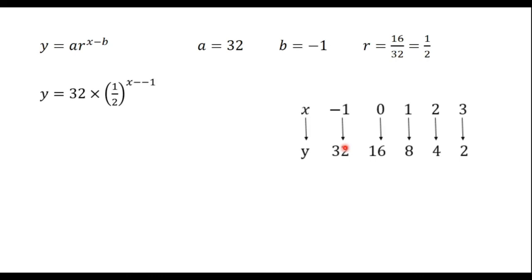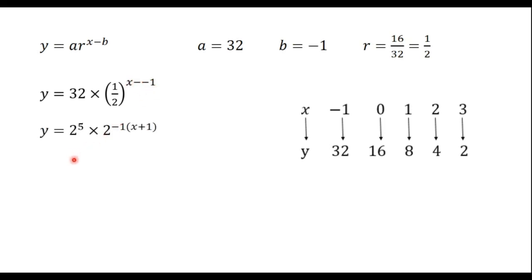Now let's continue. What we do is replace what we have found in the equation. So we replace a with 32, we replace b with minus 1, and we replace r with 1 over 2. So we have 32 times, R is now 1 over 2. I brought the bracket because it's a fraction. So 1 over 2, then exponent x minus, remember there's minus here, and the b coming is also minus, so I'm going to have x minus minus 1.